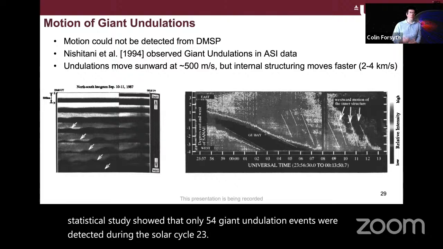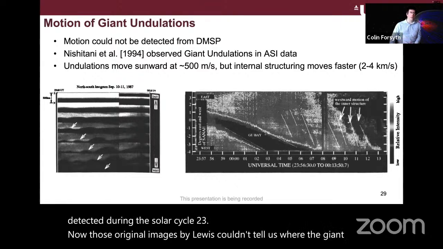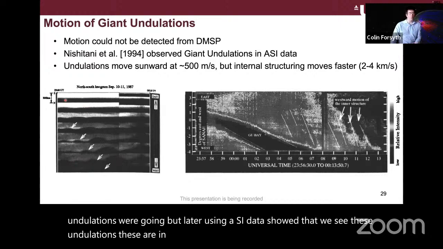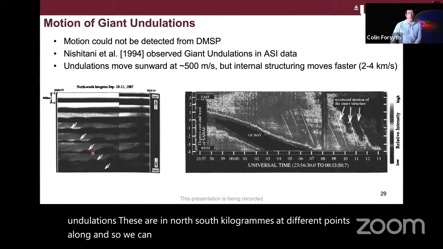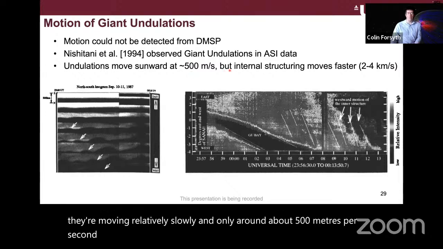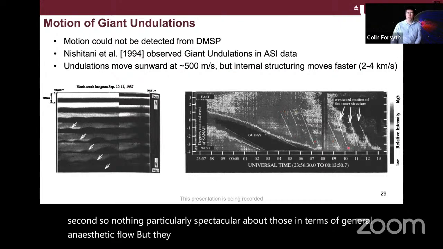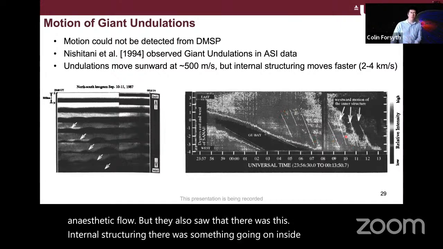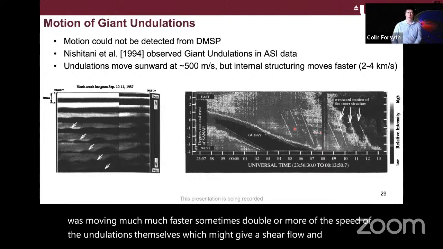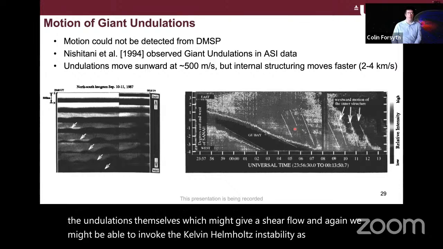Now, those original images couldn't tell us where the giant undulations were going, but later, using ASI data, Nishitani showed that we see these undulations in north-south keograms at different points along, and so we can track these undulations moving sunwards, and they're moving relatively slowly at only around 500 meters per second. So nothing particularly spectacular about those in terms of general atmospheric flow. But they also saw that there was this internal structuring. There was something going on inside this region that was moving much, much faster, sometimes double or more the speed of the undulations themselves, which might give a shear flow. And again, we might be able to invoke the Kelvin Helmholtz instability as something which is creating these waves.